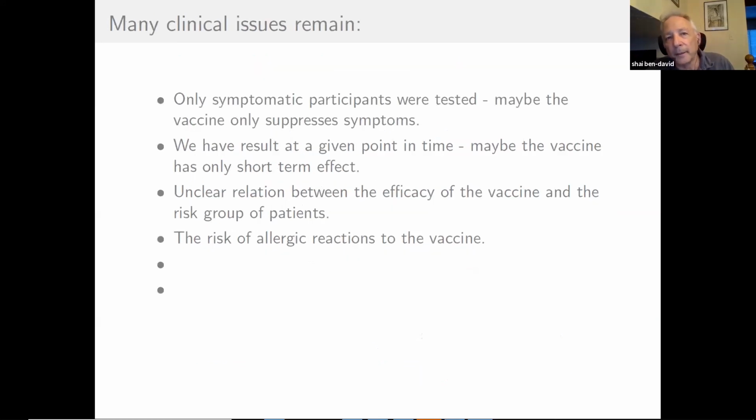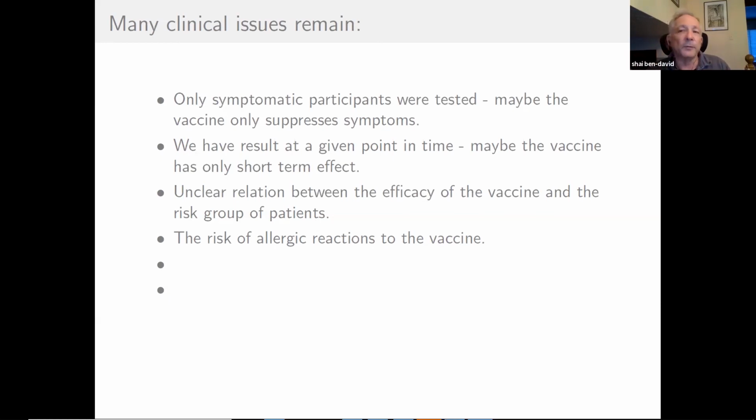On top of it, there are many clinical issues. I mean, only symptomatic participants were tested. Maybe the vaccine suppresses symptoms, but people can still be infectious. We have results at a given point in time. Maybe the vaccine has certain lengths of time in which it affects and then it degrades. It's unclear the relationship between the efficacy and the group of patients, the risk of allergic reactions, we hear about it more. So still many unknowns, clinical unknowns.